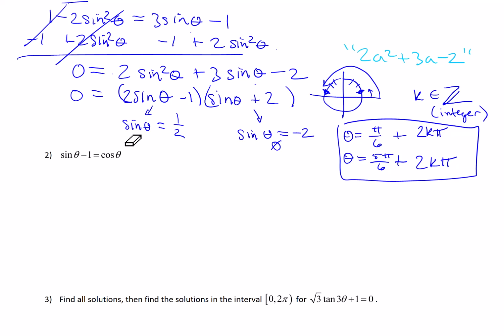So what I'm going to suggest here is a strategy where we rearrange this by moving the cosine that's on the right side over to the left side. I'm going to move the -1 that's on the left side over to the right side. So just rearranging here, this will turn into sine theta minus cosine theta on the left side, and that equals 1 on the right side. Again, just do some algebraic rearranging there.